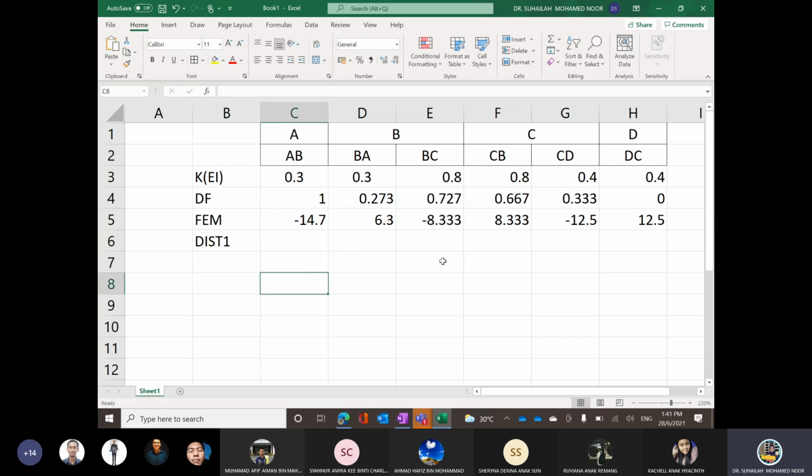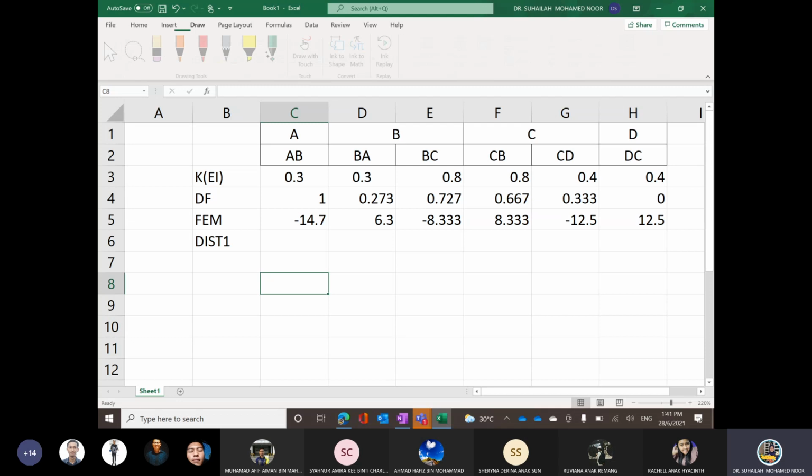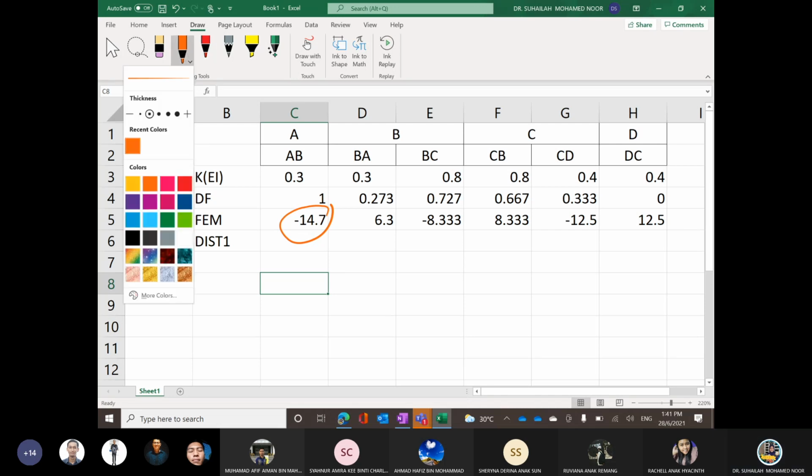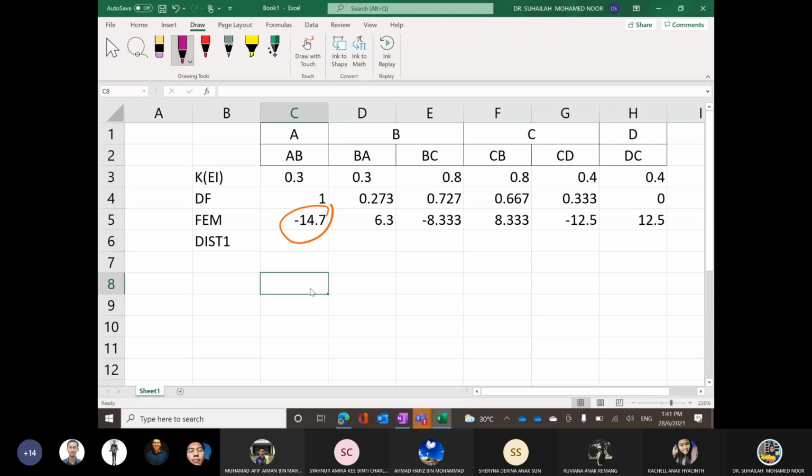Remember the process where we need to distribute the joint moment, and joint moment is opposite with member end moment. If FEM for AB is negative 14.7, so what is the joint moment for joint A?